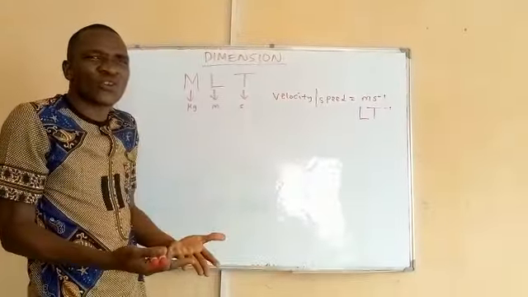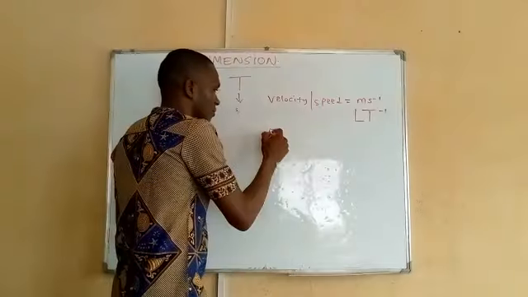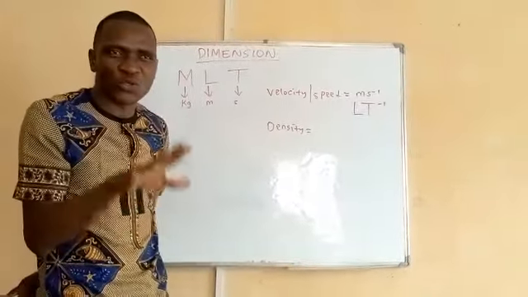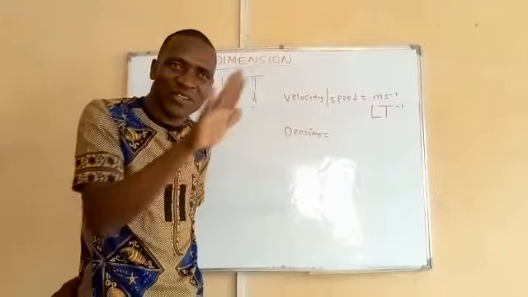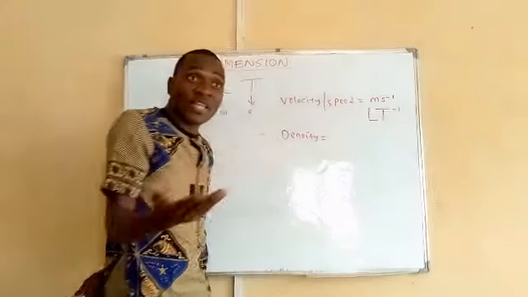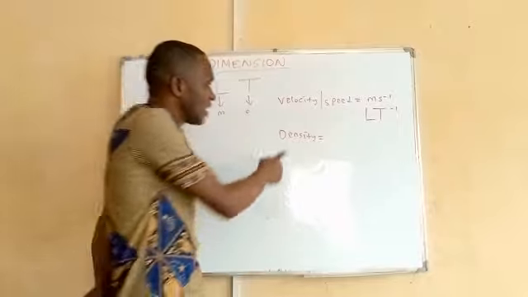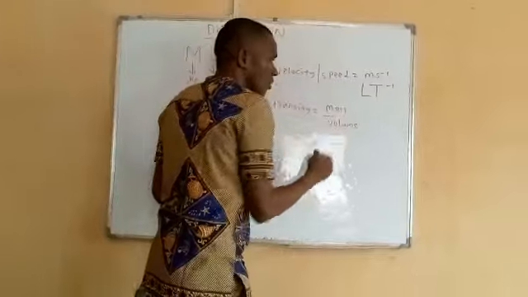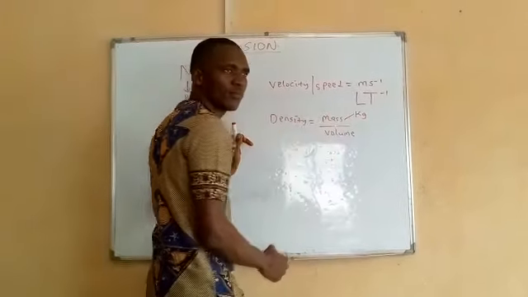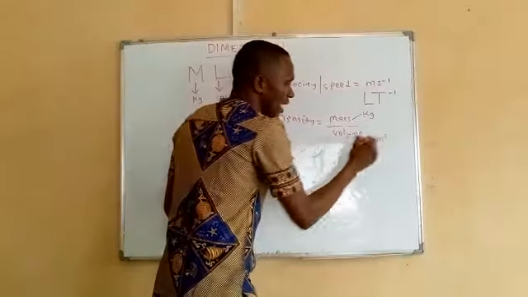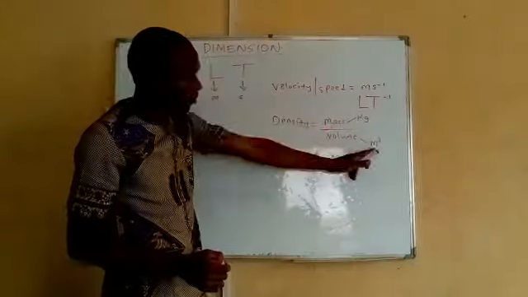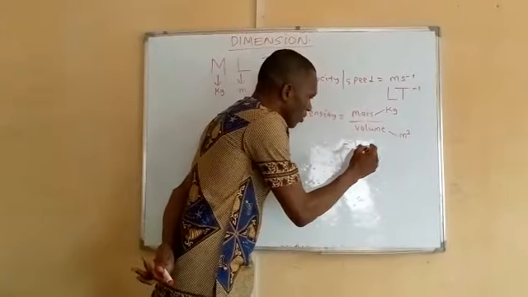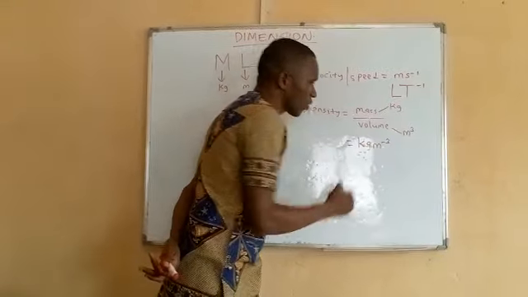What if I'm asked what is the dimension for density? Don't forget that I told you that before you can know dimension, you must be able to know the correct SI unit of that quantity. Now, even formulas can tell you the unit of something. Formula can help you out. Density is mass over volume, and mass is measured in kilogram. Volume is measured in meter cube. Mass, kilogram, volume, meter cube. So that means the SI unit for density is kilogram per meter cube.